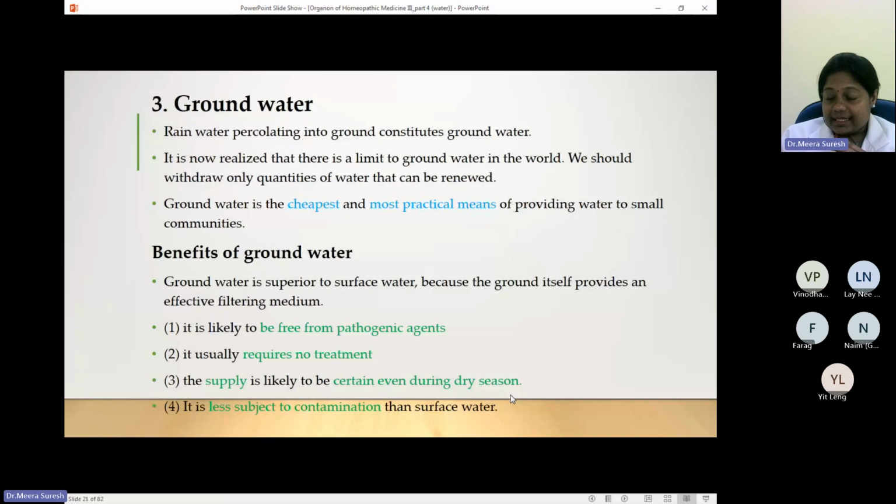Even during the dry season, there will be availability of water, and it is less subject to contamination because no one is going to go under the ground. But still there is a possibility. Still the contamination is very less when compared to that of the surface water.